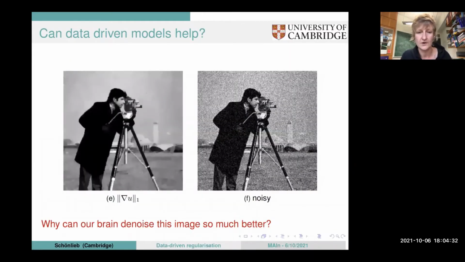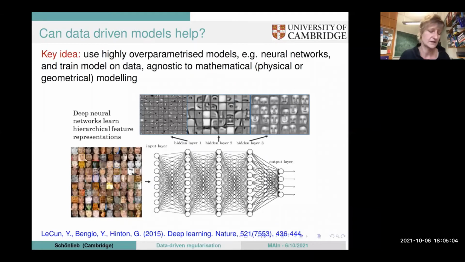This is just another thought experiment, let's say, where if we go back to this denoising example and you look at the TV denoised image, if you just look at the noisy image, you could in your head denoise it probably better. And you can do this because you have seen how grass should look, or how sky should look, a lot of times in your life. And this is hinting towards maybe doing something that is data-driven.